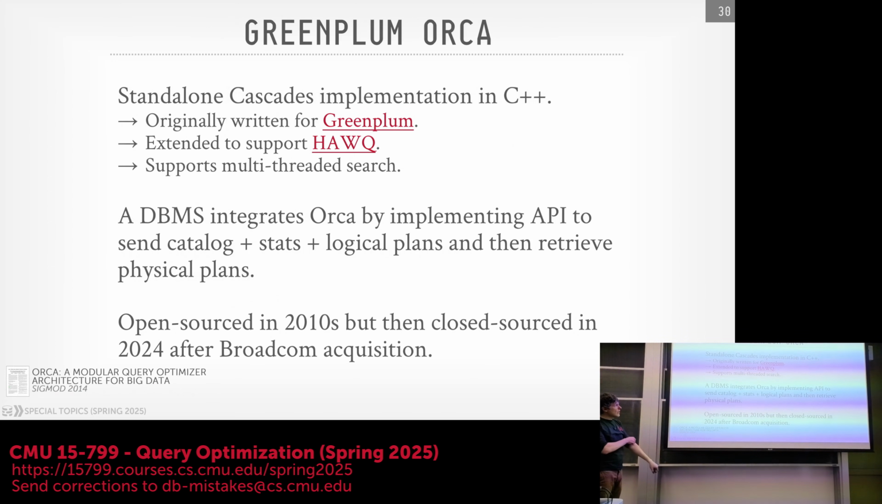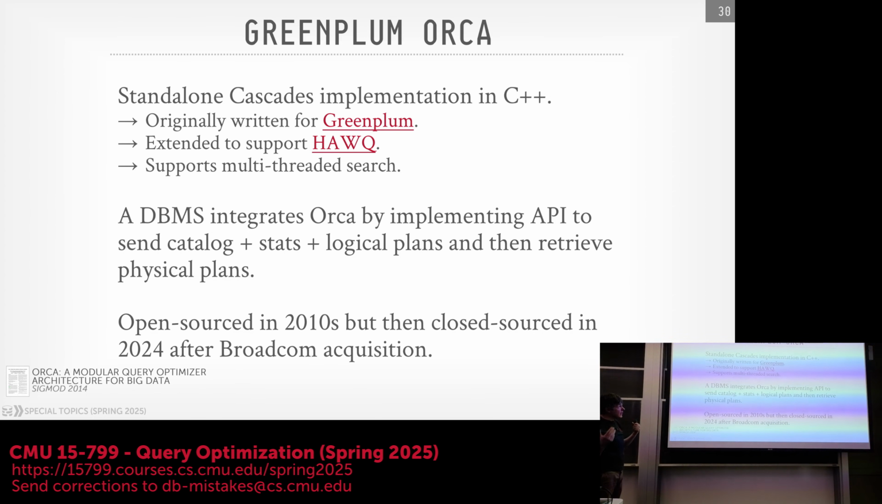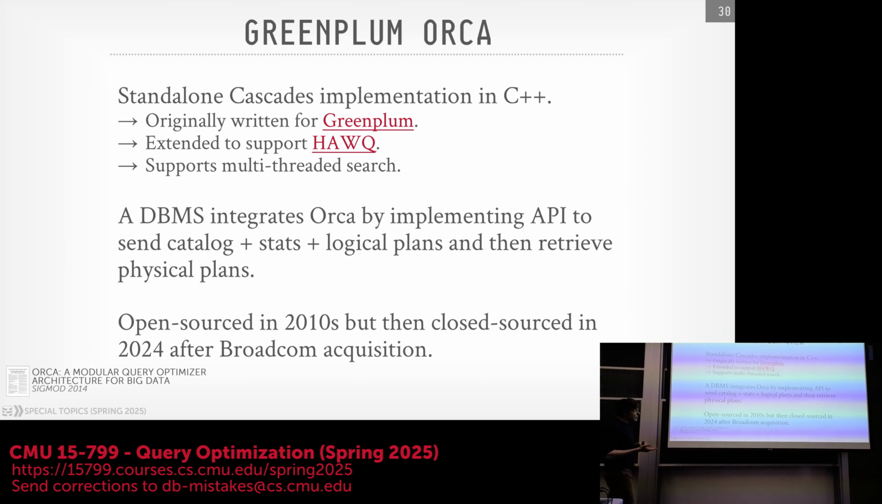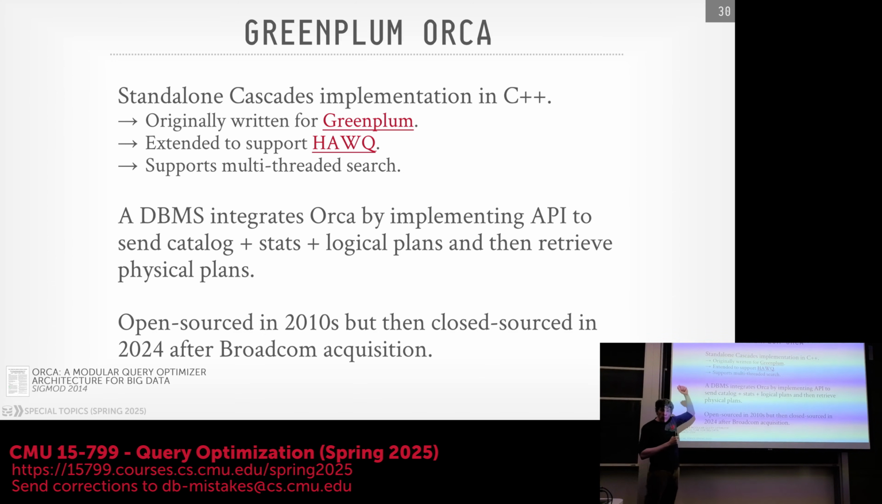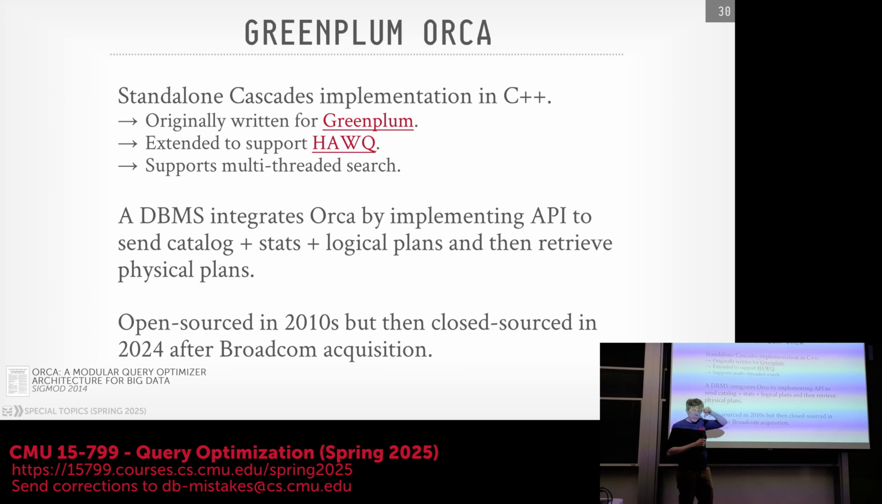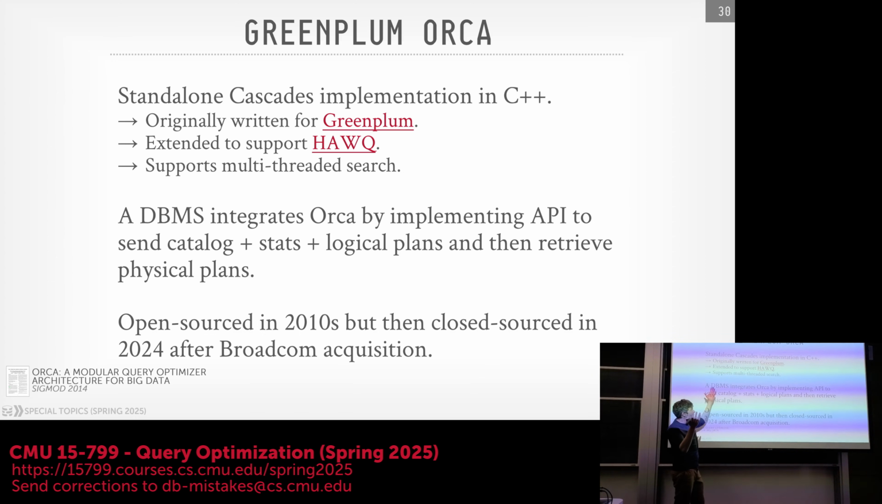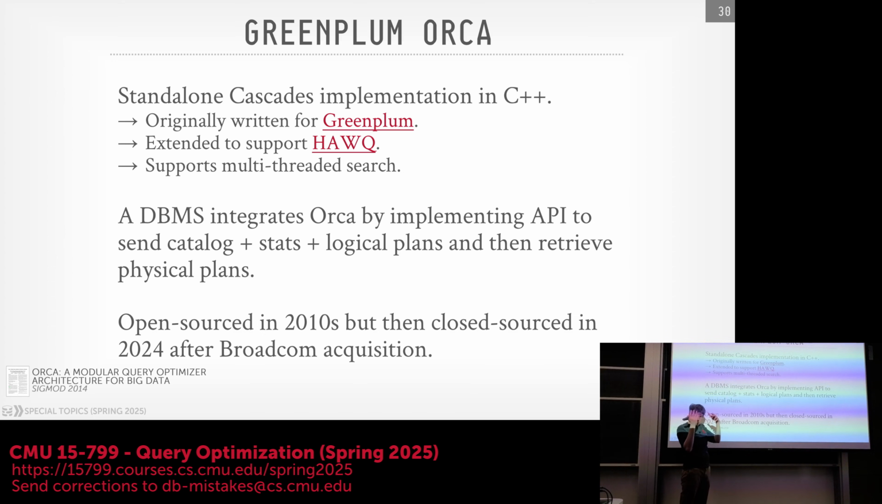All right, quickly. I'm not going to talk too much about Greenplum because we'll read a whole paper on this. But as I said, this is a standalone C++ implementation of Cascades. They originally wrote this for Greenplum and this thing called Hawk. Greenplum is a distributed version of Postgres that was a fork in the 2000s. Hawk was basically their version of Hive, like SQL on top of MapReduce or Hadoop. And instead of building two different query optimizers for these systems, they took Orca, built it as a standalone service that can then take queries from both of them. So I think that's a really good idea.